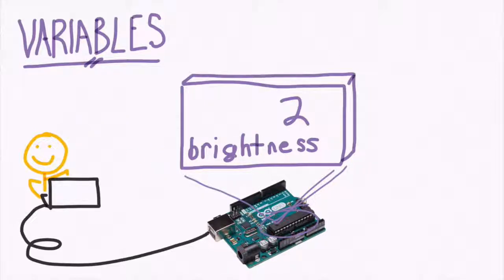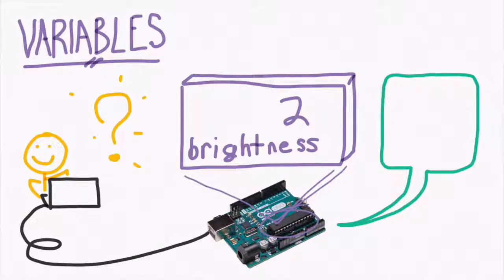Then, if we ask Arduino and say, hey, what value does brightness have? What are you storing in that variable? It will tell us. Arduino will check in its memory and see that brightness is equal to 2.